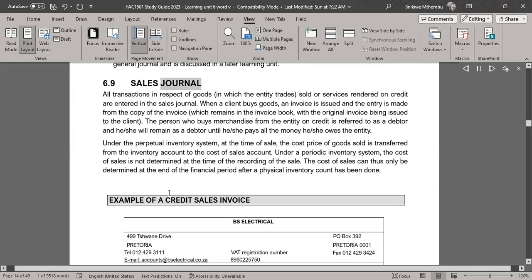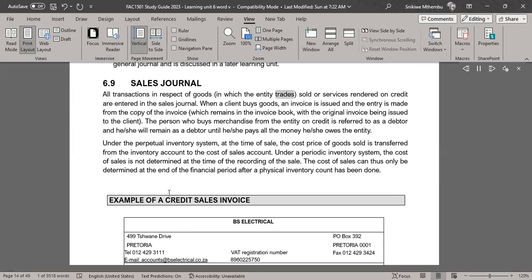6.9 Sales Journal. All transactions in respect of goods, in which the entity trades, sold or services rendered on credit are entered in the sales journal. When a client buys goods, an invoice is issued and the entry is made from the copy of the invoice, which remains in the invoice book, with the original invoice being issued to the client. The person who buys merchandise from the entity on credit is referred to as a debtor, and he or she will remain a debtor until he or she pays all the money he or she owes the entity.